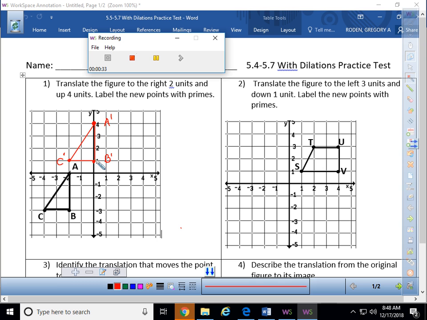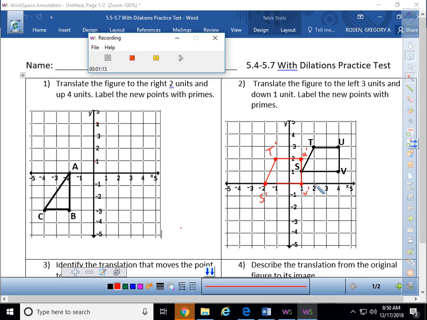One thing I do want to emphasize on your test is you need to put your prime symbols in the right place. Just putting a red triangle here, or any triangle, even though it could be the same triangle in the right place, won't be full credit unless you put your markers on there.